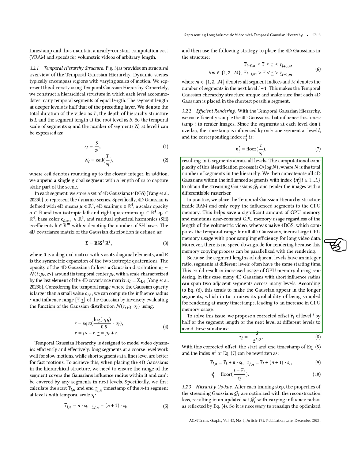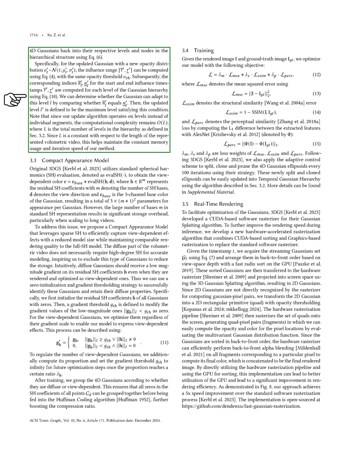Section Hierarchy Update. In this section, we update the hierarchy after each training step by optimizing the properties of the streaming Gaussians using reconstruction loss. This results in a new set of Gaussians with different influence radii. We then reassign these optimized four-dimensional Gaussians back into their respective levels and nodes in the hierarchical structure.